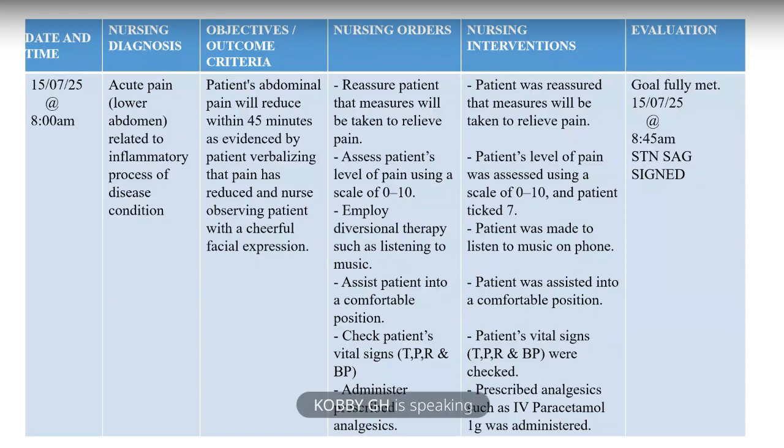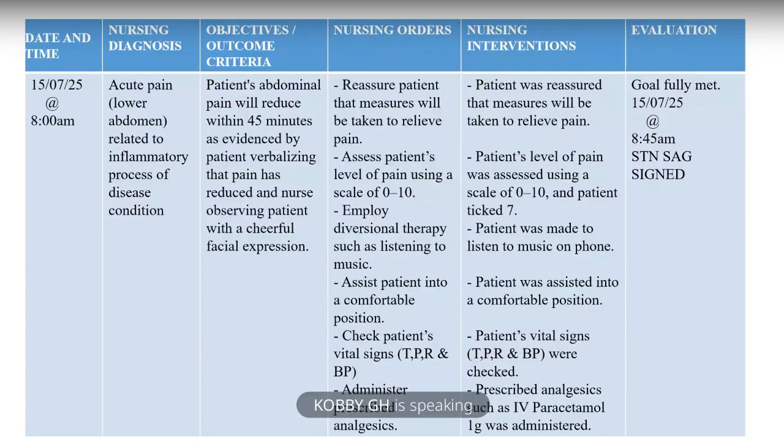So you see the dates that I've written. Look at the date. What is the date? 15th July 2025 at 8 o'clock a.m. Okay, how did I write the diagnosis? Acute pain, in brackets, lower abdomen, related to inflammatory process of disease condition.